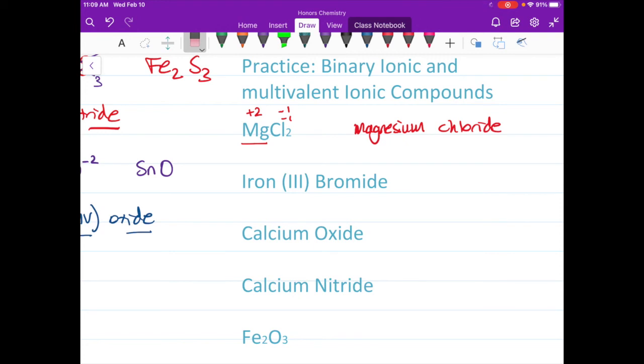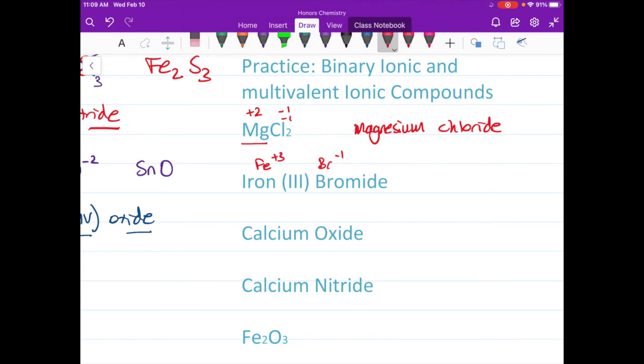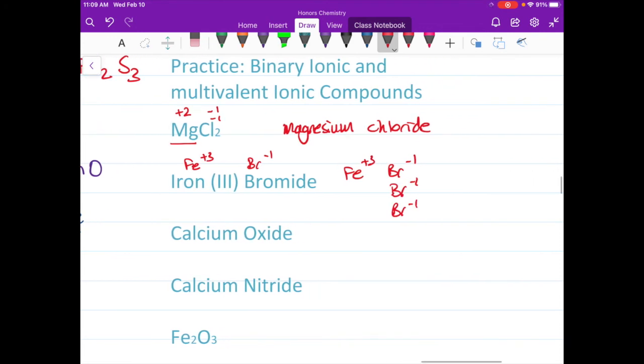Okay, iron 3 bromide. Okay, iron is plus 3 in this case because they're telling us. Thank you. And bromine is minus 1. All right, thank you. So, therefore, if I have a plus 3 iron and a minus 1 bromine, I am going to need 3 bromines to make this thing balance out to 0. So iron 3 bromide is going to become FeBr3. Now I can also do this the cheat way, and I just play the switcheroo game. And the understood 1 is right here. You don't show a 1, and the 3 goes next to the Br.